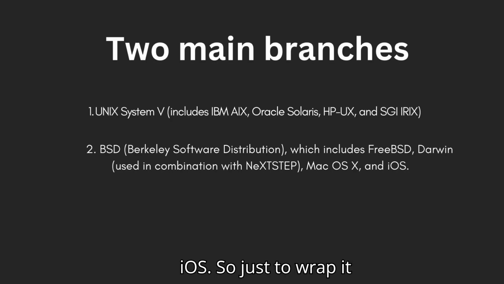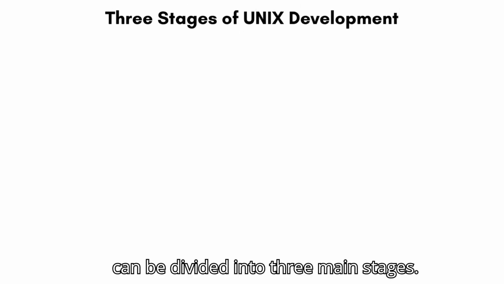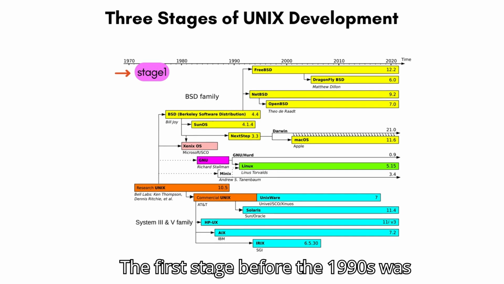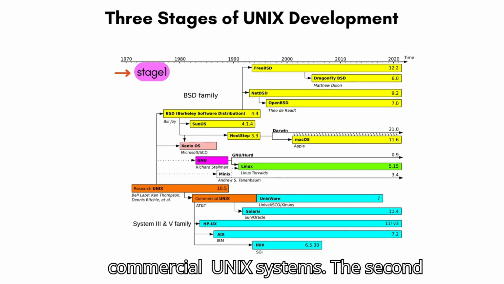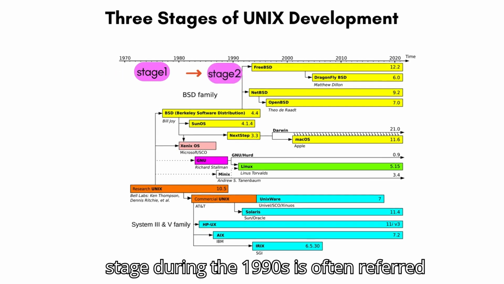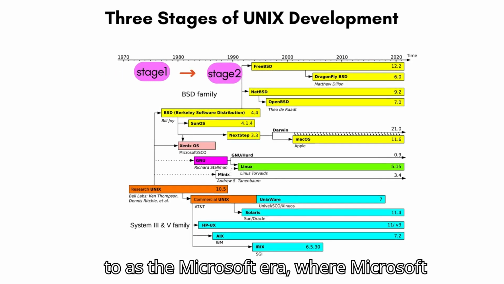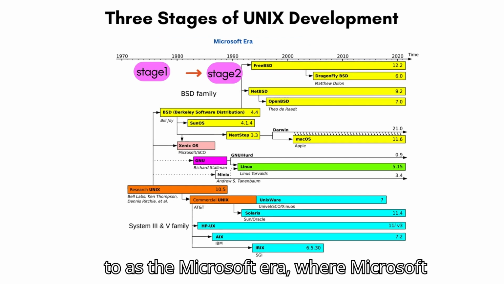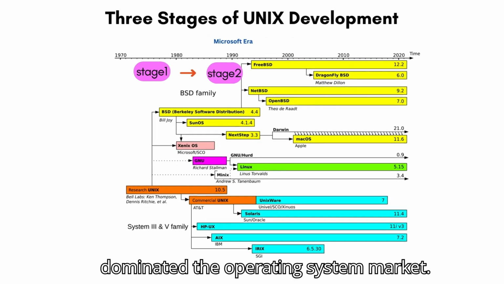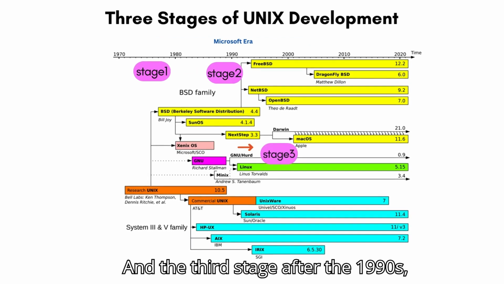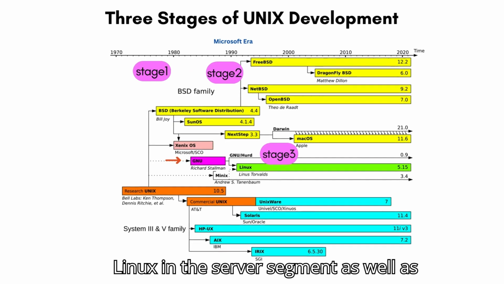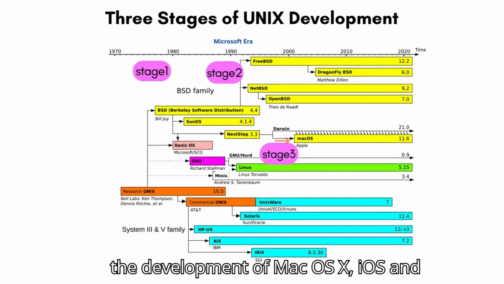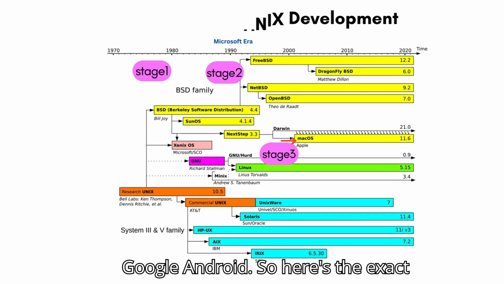So just to wrap it all up, the development of UNIX can be divided into three main stages. The first stage, before the 1990s, was marked by battles among various commercial UNIX systems. The second stage, during the 1990s, is often referred to as the Microsoft era, where Microsoft dominated the operating system market. And the third stage, after the 1990s, was during the rise of GNU/Linux in the server segment, as well as the development of Mac OS X, iOS, and Google Android.